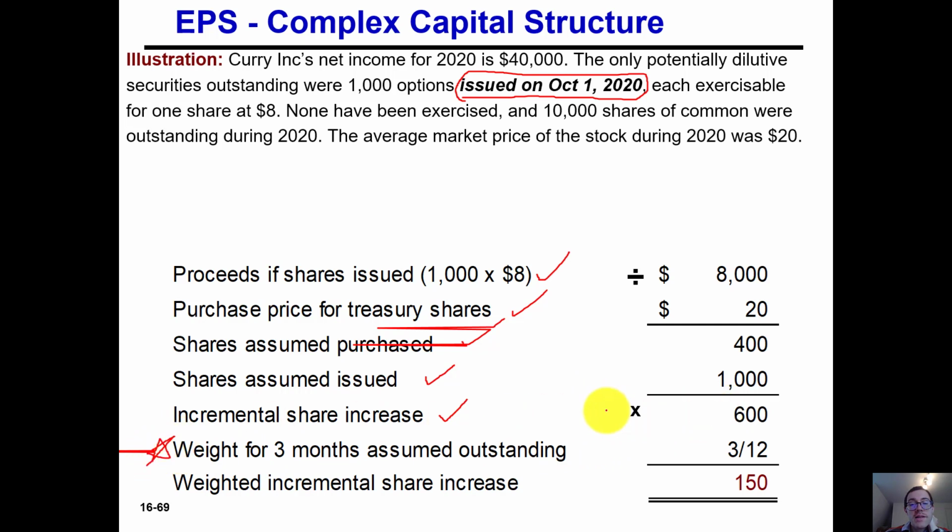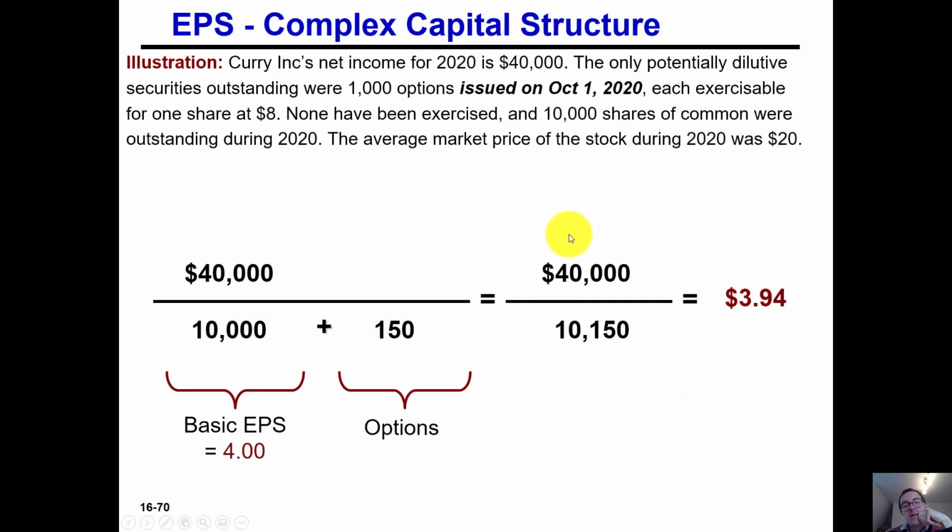We're going to weight these 600 extra shares by 3/12 of a year. October, November, December. Okay. So it's only going to be 150. So when we go to the next slide here, it's no longer plus 600, it's now plus 150, which is 600 times 3/12. So if the options were issued in the middle of the year, your diluted EPS is $3.94.